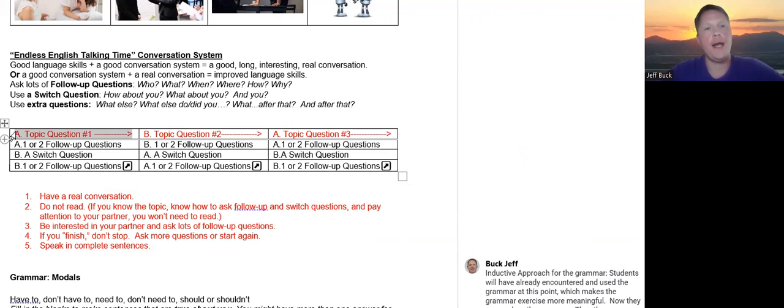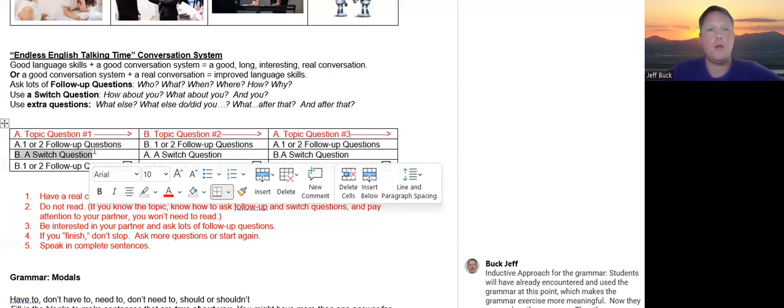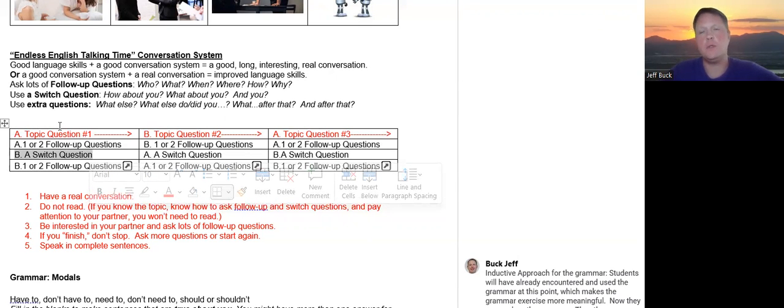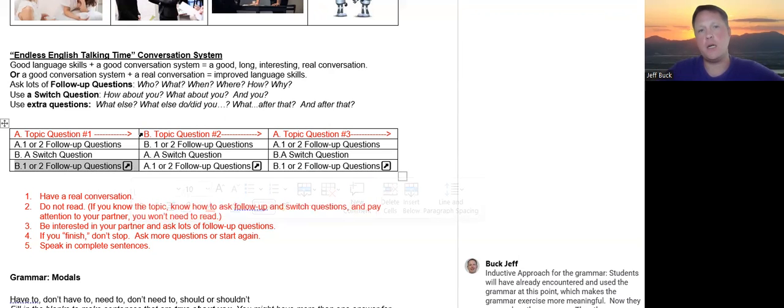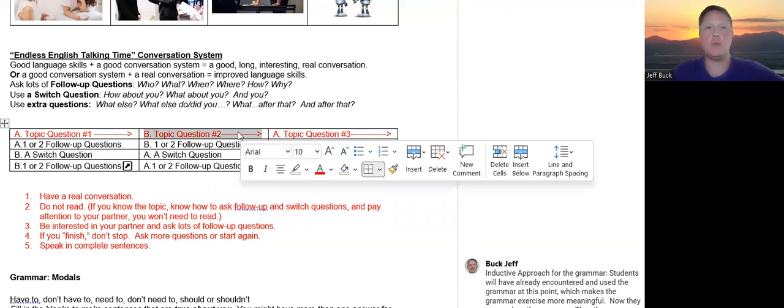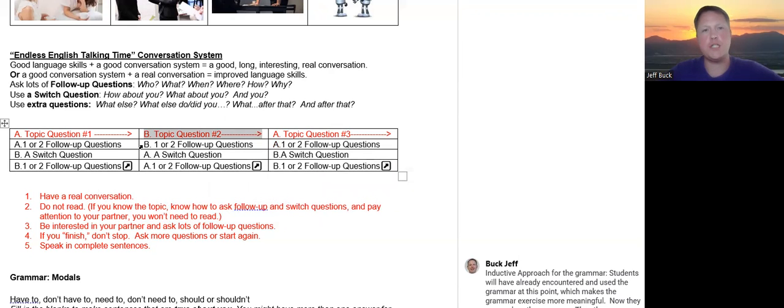So something about health. And person A will listen to person B's answer and then ask a follow-up question, maybe 2 or 3 follow-up questions based on their answers. And then person B can switch it and say, how about you? Meaning referring to topic question number 1. And then person B should ask some follow-up questions, listening to person A's answers. And then person B can start the next topic question. So something else about health, and follow-up questions, a switch question, follow-up questions, and so on and so forth. This can go on endlessly.